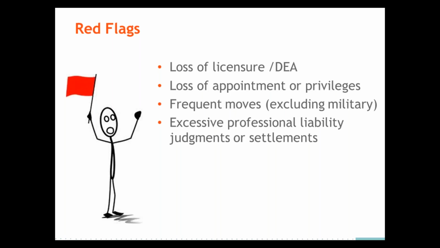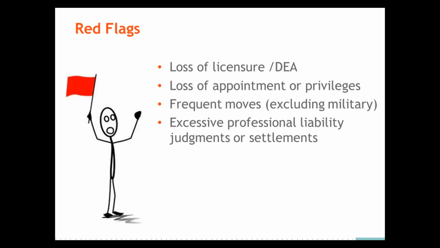Excessive professional liability judgments or settlements. A judgment is when a judge or a jury has determined that someone is negligent and that they needed to pay. A settlement is when money is paid out in advance and the case doesn't go to trial. Instead, just a monetary amount is paid to settle the case. So if there's an excessive number of professional liability judgments or settlements, this could be a red flag.